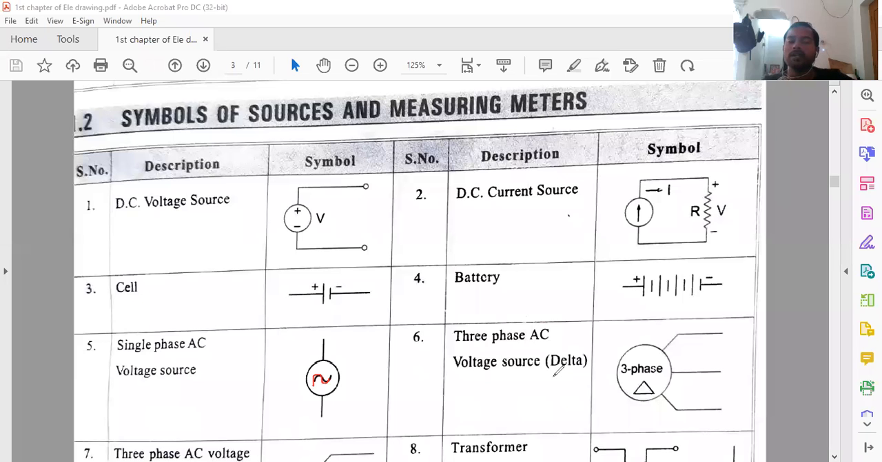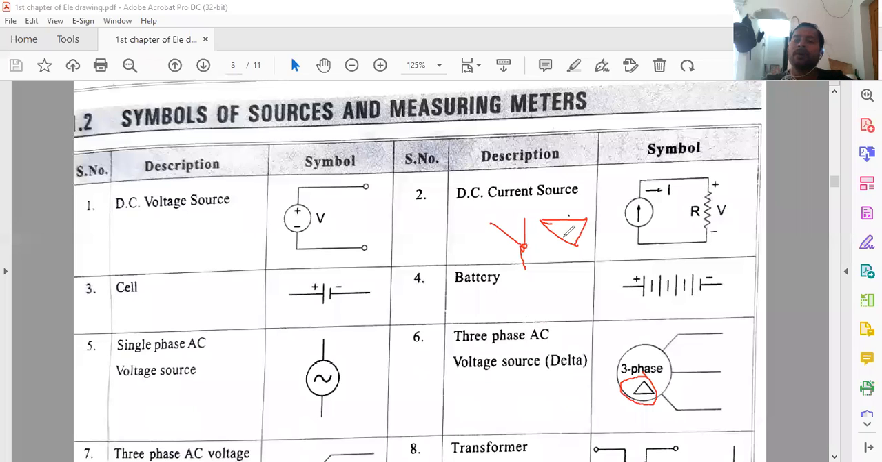Okay, no problem. Now let us see the three-phase AC voltage sources. For three-phase, we should definitely mention that it is three-phase, otherwise we cannot decide whether it is three-phase or single-phase. You also need to mention whether it is delta or star. I think you know very well about delta and star. Do you have any idea regarding delta and star?